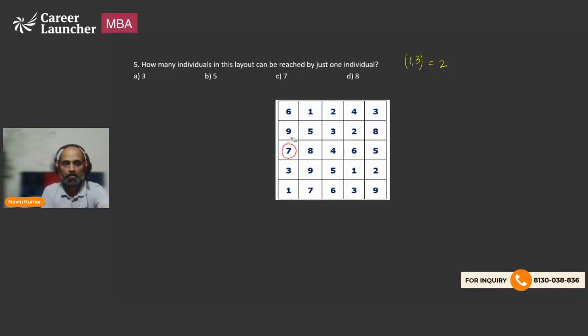He cannot be reached from 9. He cannot be reached from 8. He can be reached from 3. So this is the next one that we see, which is third row and first column, which is 7.